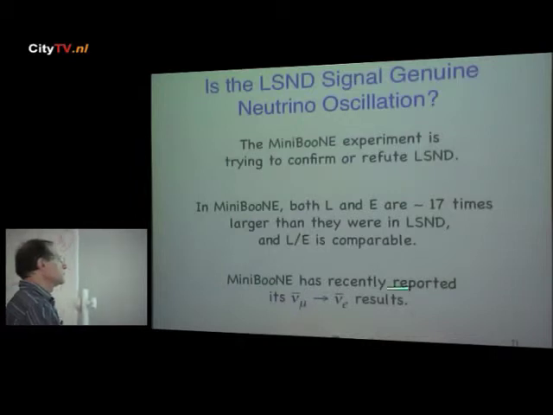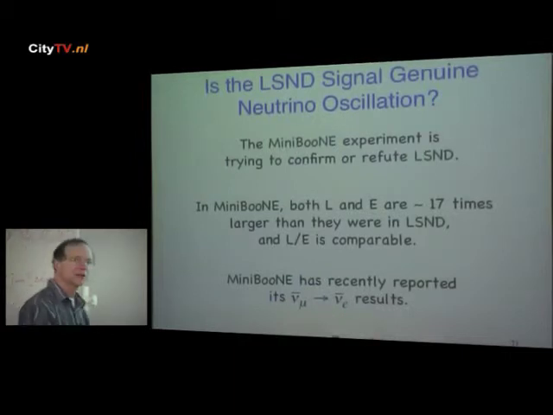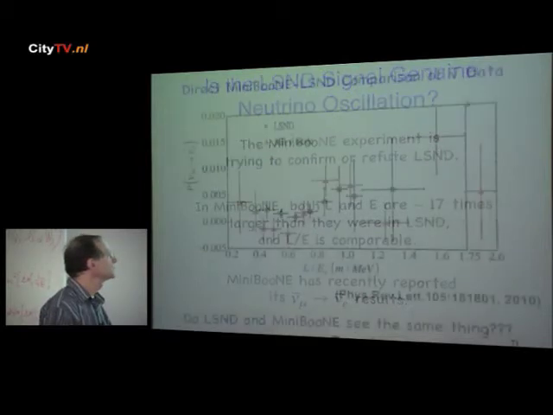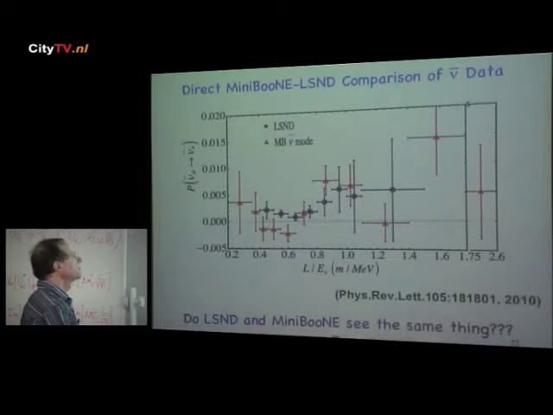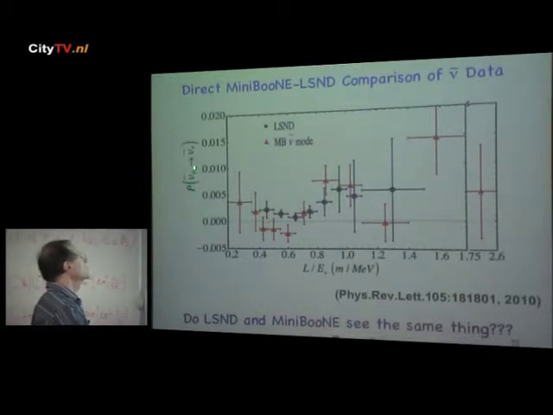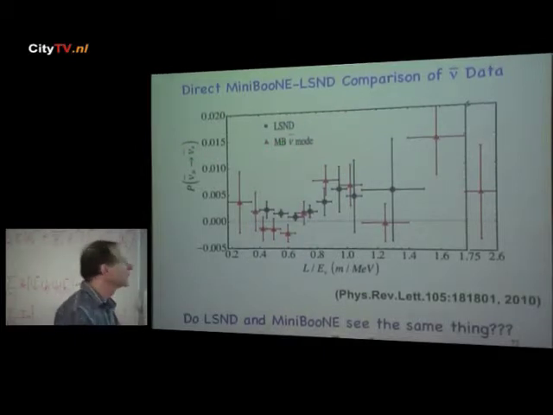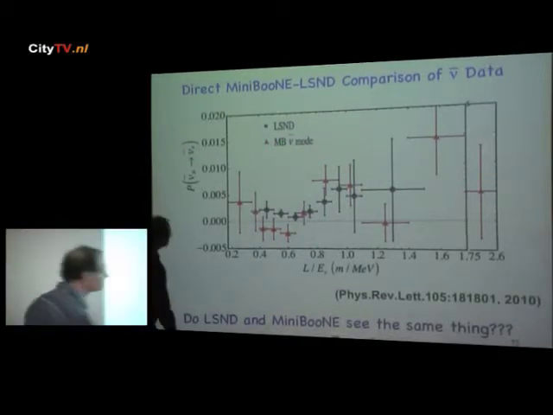And MiniBooNE last summer just released its first nu mu bar to nu e bar results. This is the same reaction that LSND looked at. And here are the results. The MiniBooNE results are in red. The corresponding LSND results are in black, plotted versus L over E. And what's plotted here is the probability for nu mu bar to nu e bar as seen by MiniBooNE or as seen by LSND.